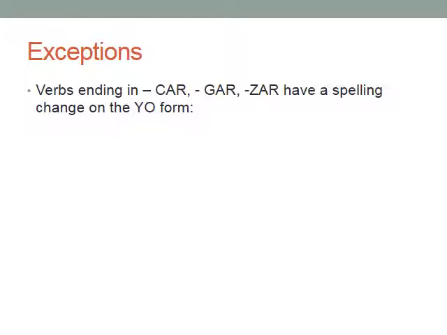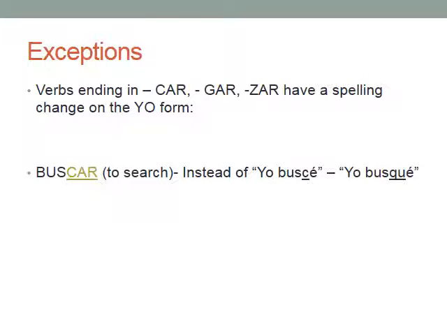So whenever you have verbs that end in CAR, GAR, or ZAR, you have a spelling change in the yo form of that verb. So let's look at buscar. Buscar ends in CAR. It means to search. So instead of saying yo busqué, do you see? You're trying to make it have the same sound. It's buscar, and then it's an AR verb. We know we want to put an E for the yo form, so you want it to sound like busqué. That's what you want it to sound like.